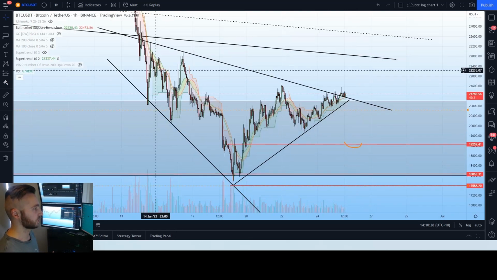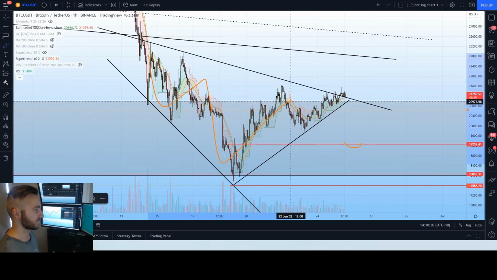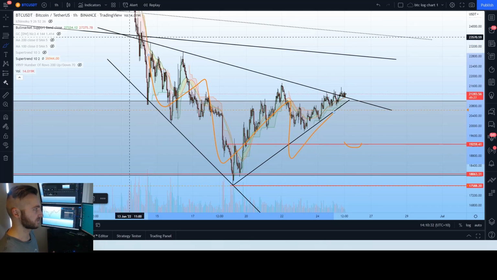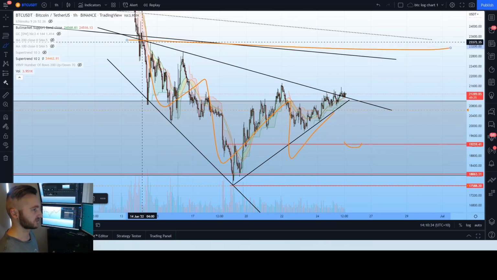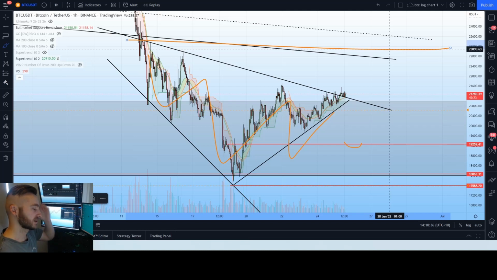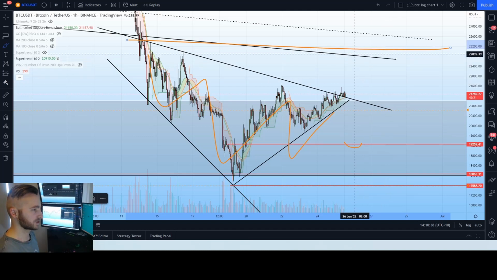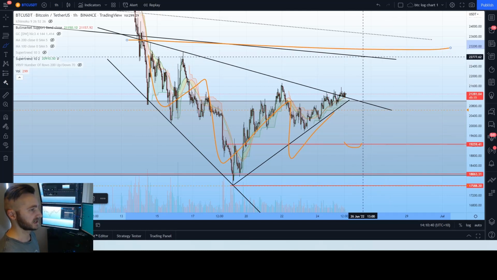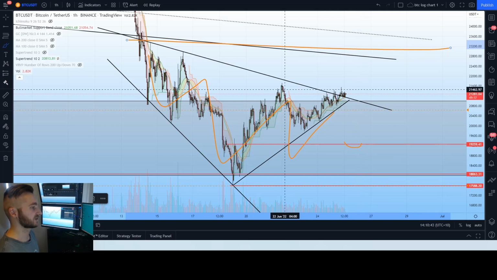So we do have a broadening wedge formation over here, and a broadening wedge formation is a bullish pattern. We expect the price to return to that baseline at around 2200 or 2300. Of course, we have that lower target still of 2200, 22,500. So that's what I was expecting here.